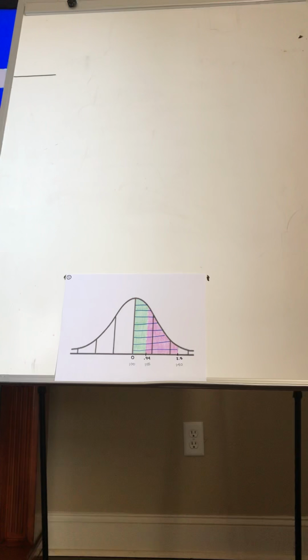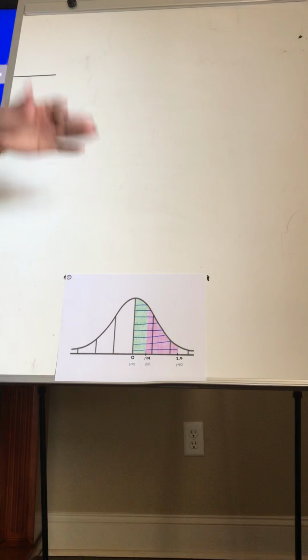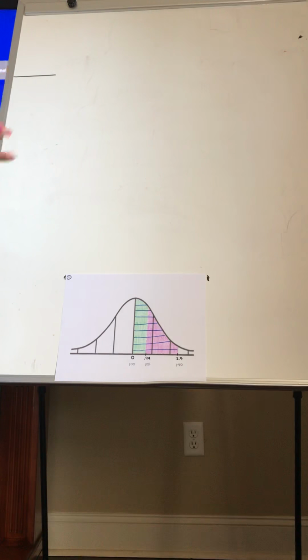Because if you remember, this bell curve only consists of numbers between -4 and +4. So any real life number has to be converted to a z-score to fit onto the bell curve. Okay? So that's going to be our very first step, changing 115 and 140 to actual z-scores.